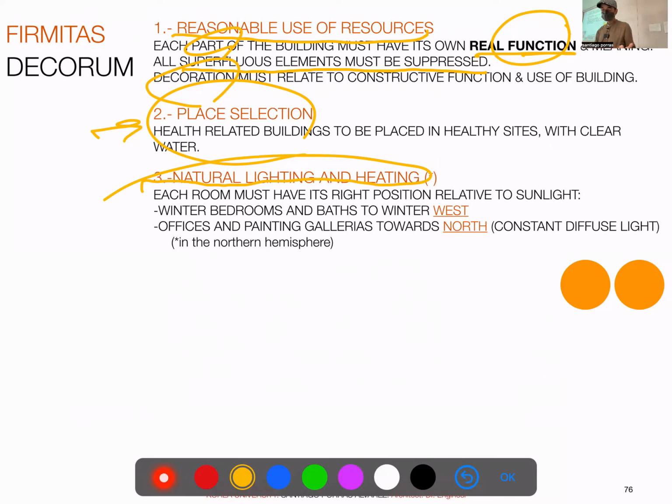For example, winter bedrooms go to the west. So when you go to sleep, the room is more or less heated with sunshine. And offices and painting galleries must be north, because north is cold, but it's not dark. I always hear you telling, north is very dark. No, north is cool, which is great in summer, with a very nice diffuse light, which is great for offices and galleries. If you see museums with natural light, mostly they get the light from the north, right? So please expand your mind.